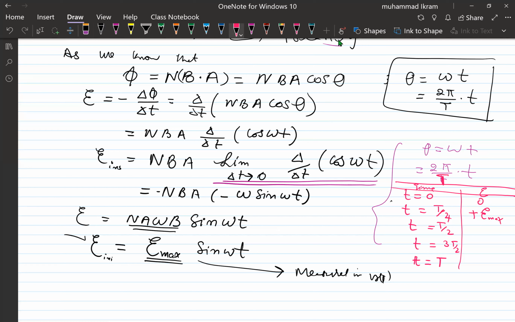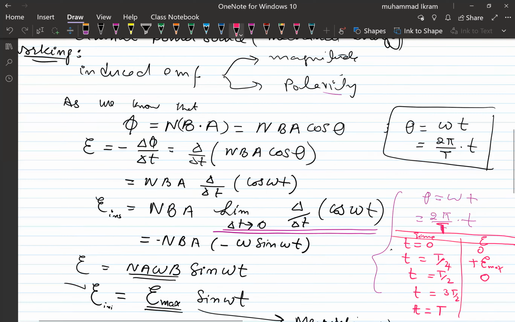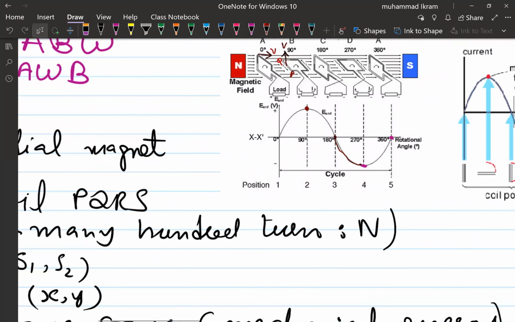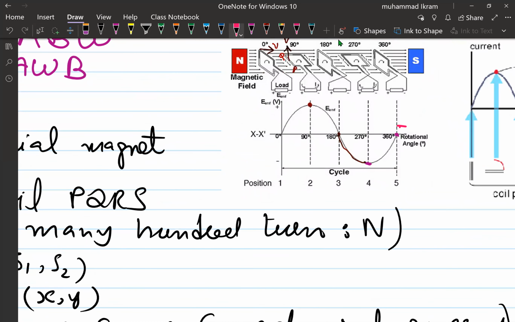Now when t is equal to T by 2, T cancels, 2 cancels, you get pi, sine of pi is 0, and there will be no induced EMF at this position. And if you see your graph, look how you will label it. This is one time period, this is half of the time period, this is a quarter of the time period, and this is 3T by 4. And then this is T.